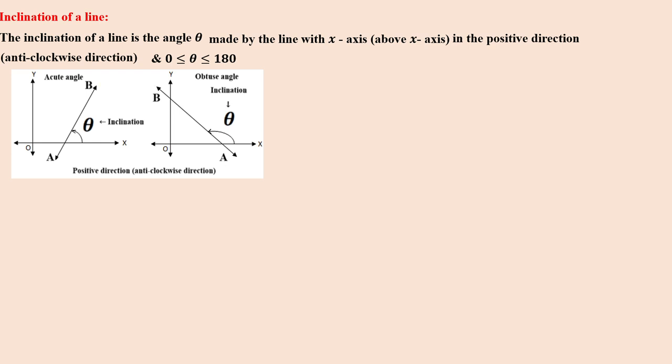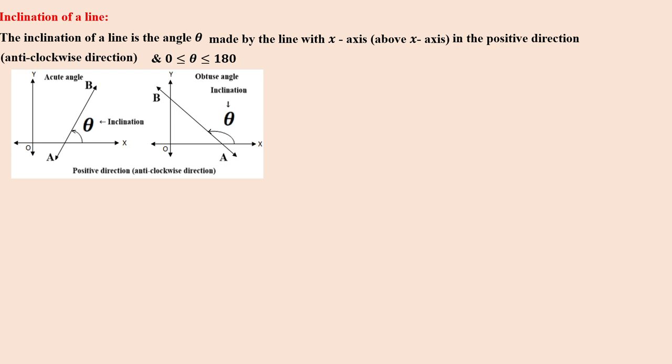cuts the x-axis. So the angle between the x-axis and AB is theta. Theta is anti-clockwise. This arrow mark is the anti-clockwise direction. That is called inclination. That is positive direction, anti-clockwise direction, right? So this is for acute angle. In case of obtuse angle, above 90 degrees, the diagram is the second one.